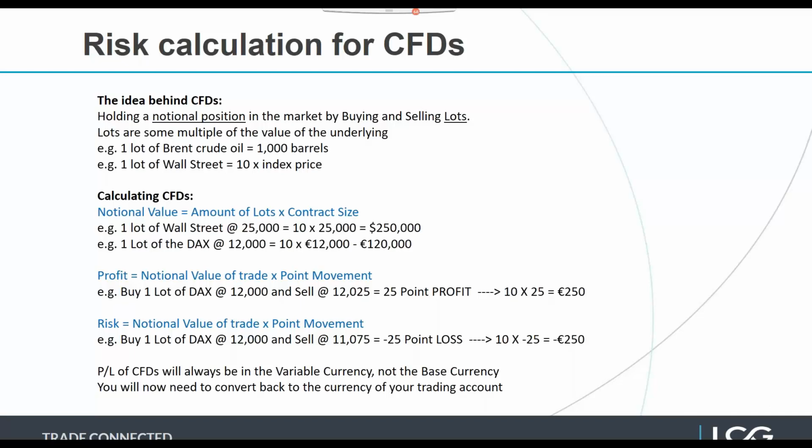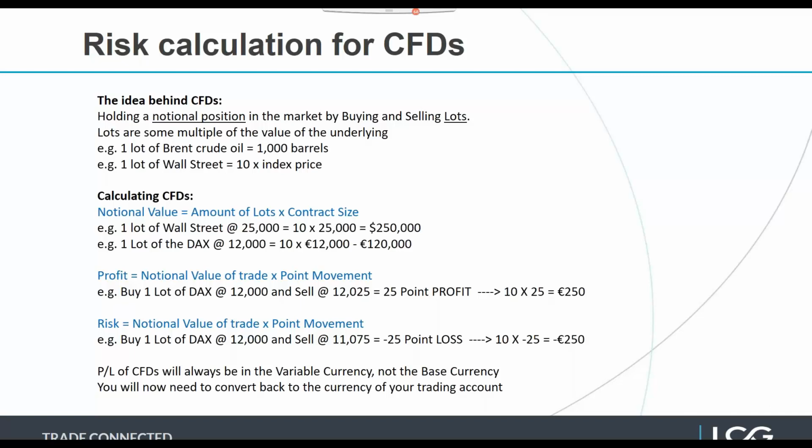Written out slightly differently here, but we've already got a bit of an example going. If we're looking to make a profit on a certain trade, what's that going to look like? If we buy one lot of the DAX at 12,000 and then sell it at 12,025, that's an extra 25 points on the DAX, and that 25 point profit is just 10 times the 25 points, which gives us 250 euros. Now this is the key point: if we reverse things and say we're looking at a 25 point loss on one lot of the DAX, then you're looking at minus 250 euros.